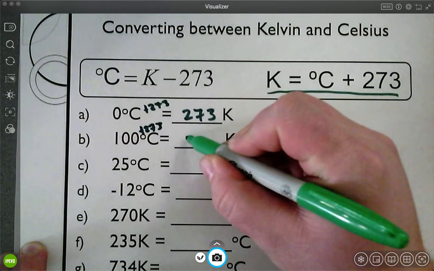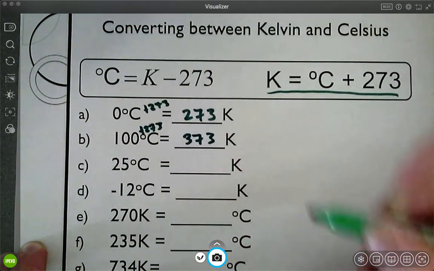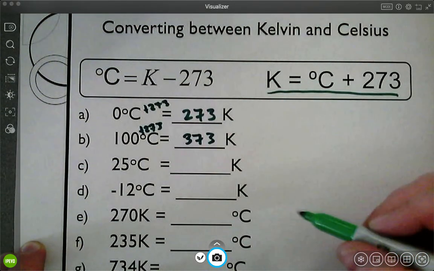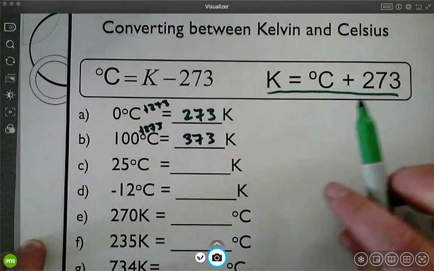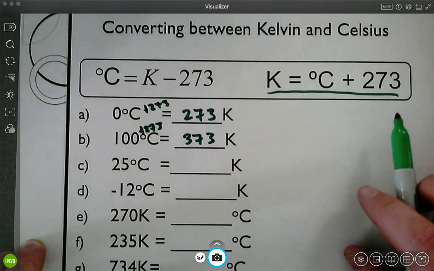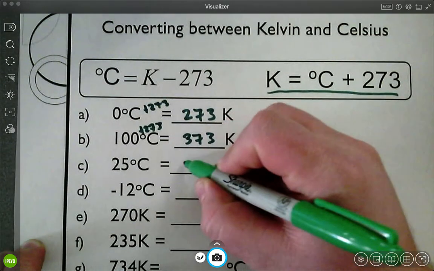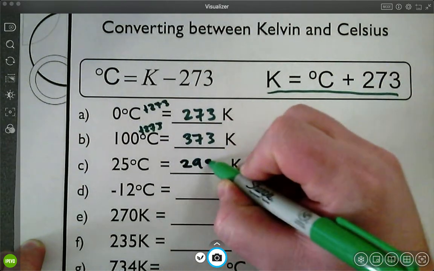That equals 373 degrees Kelvin. Okay? 25 degrees Celsius, add 273. Okay? That equals 298 Kelvin.